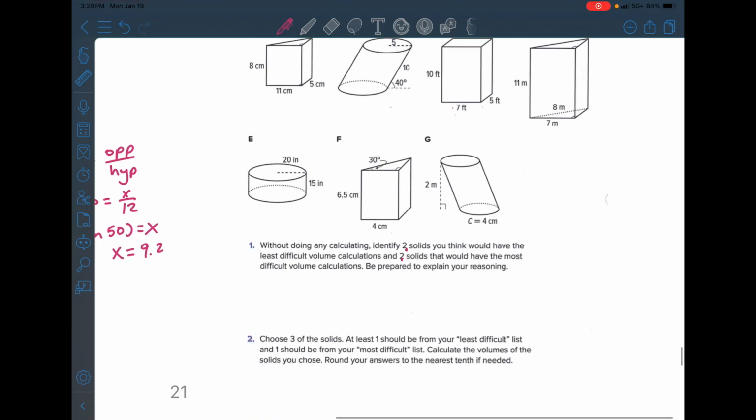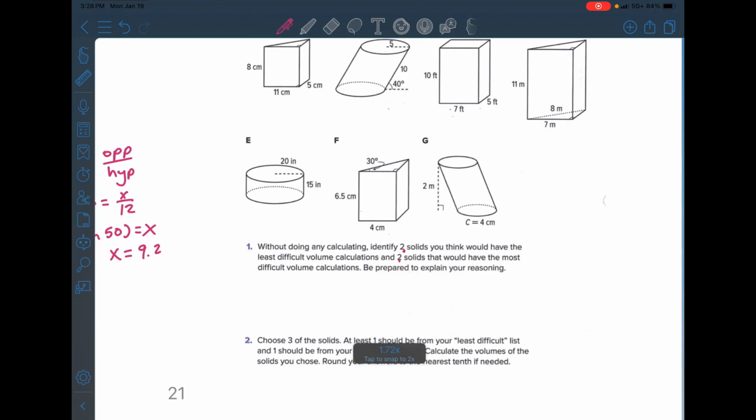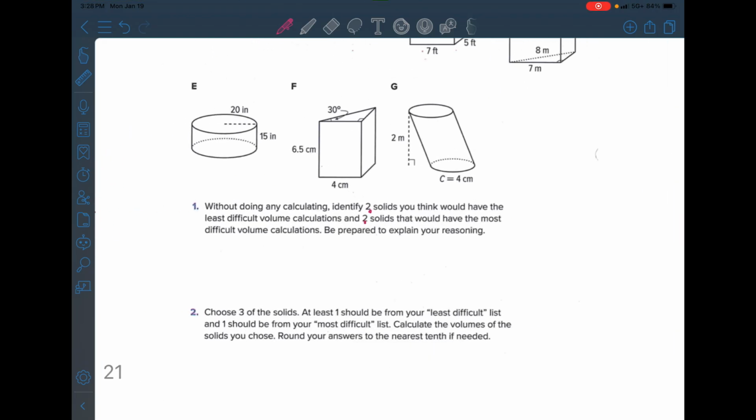Then it says choose 3 of the solids. At least 1 should be from your least difficult, 1 should be from your most difficult, and calculate the volumes of your solids. Remember, let's just think about this. It equals this in all of these. And so for the cylinders, this may help you if you write this out. B equals pi r squared, and then don't forget to multiply it by your height.